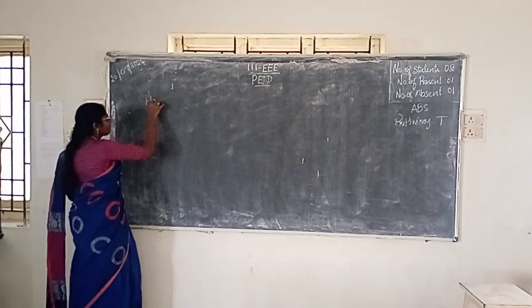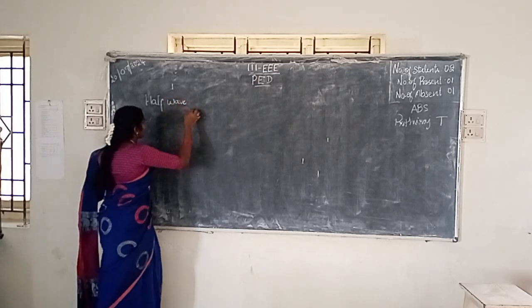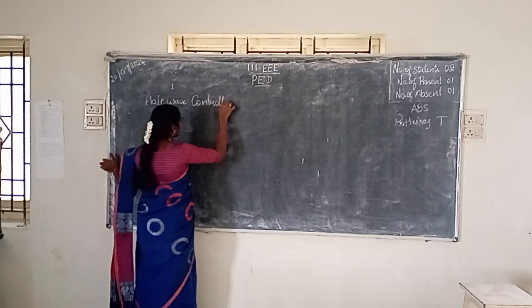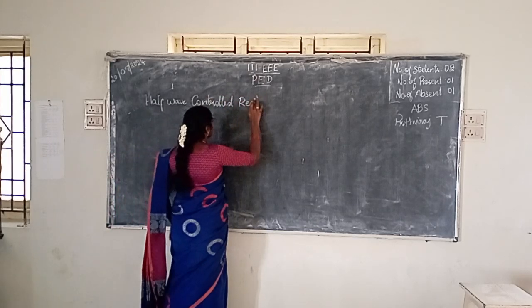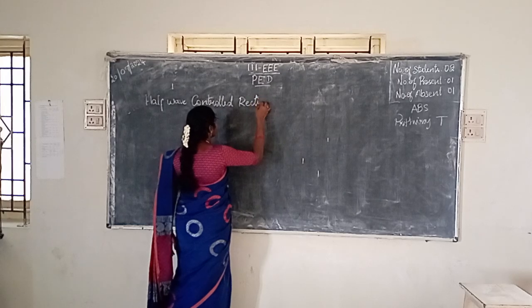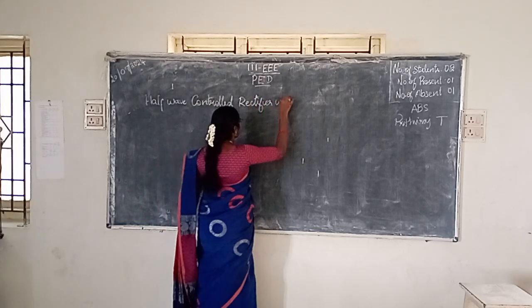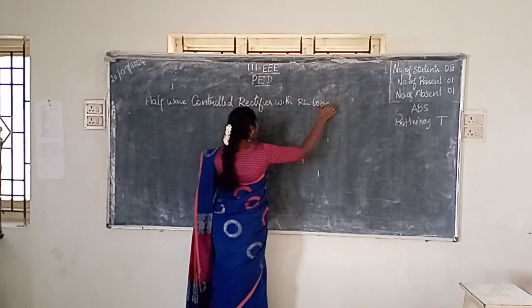Half-wave controlled rectifier with RL load. Okay, so yesterday, what have we seen? Half-wave controlled rectifier with resistive load. Today we are going to see RL load.